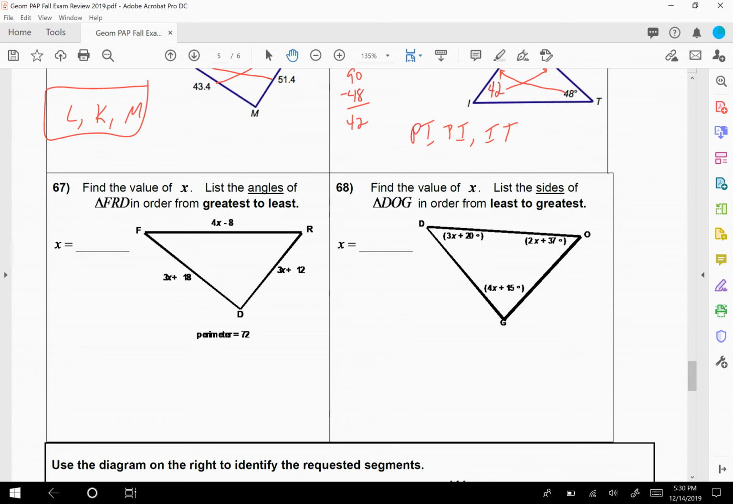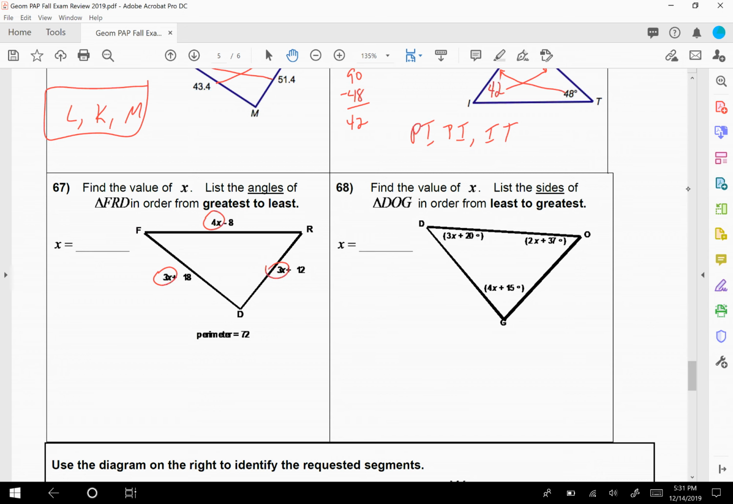All right, find the value of x. List the angles of triangle FRD in order from greatest to least. Okay, so we have to find x. They tell us here that the perimeter is 72. So if we add the three sides, it should equal up to 72. So 4x and 3x and 3x.